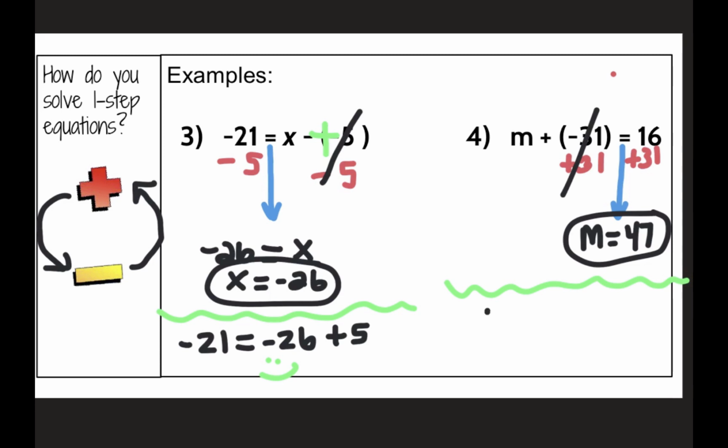Let's check using substitution to see if we solve correctly. So we have 47, we're putting that in for m, plus a negative 31. Does that equal 16? Yes, it does. Let's go to the next two examples.